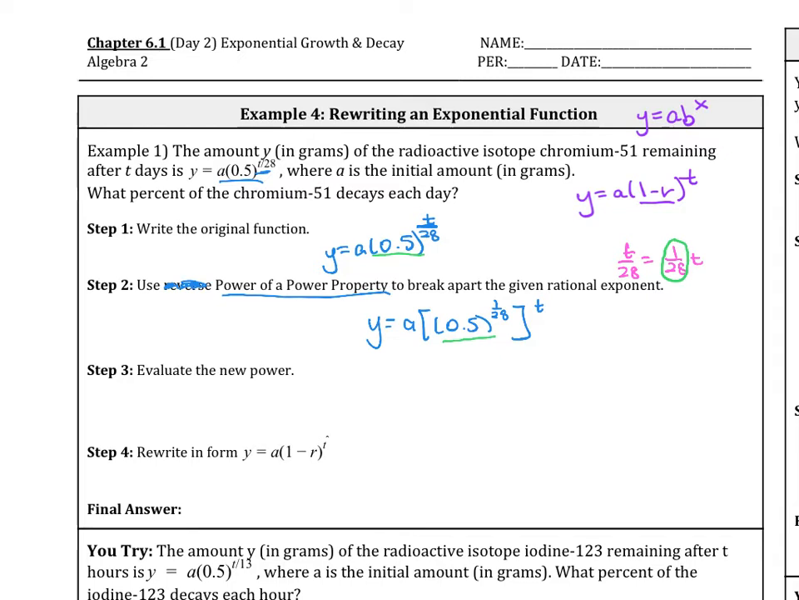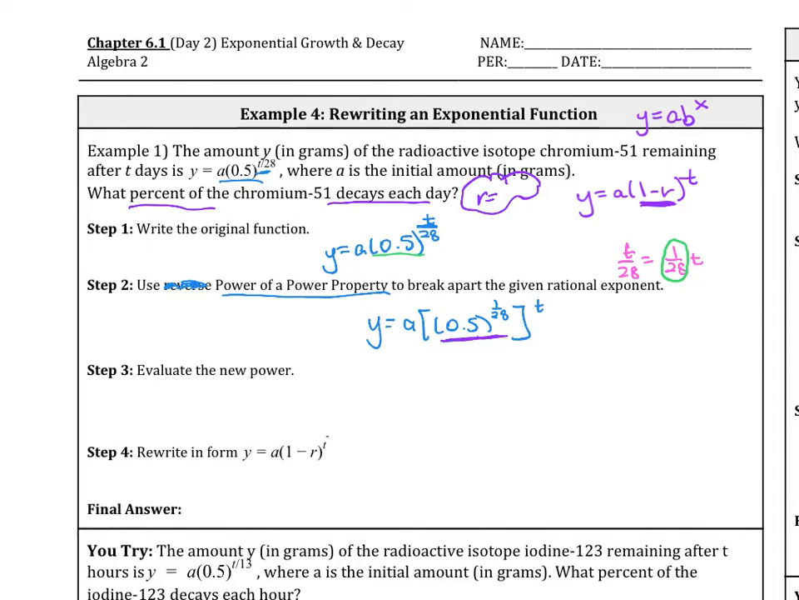From what we did yesterday, we have to set what's in here equal to this 1 minus r. We're trying to find the percent that it decays each day. So we're looking for r. That is our goal. What is r? And so r is from here. So what we have to do is we need to evaluate what's in here first before we can figure it out. So we can evaluate 0.5 to the 1 over 28 with a calculator.